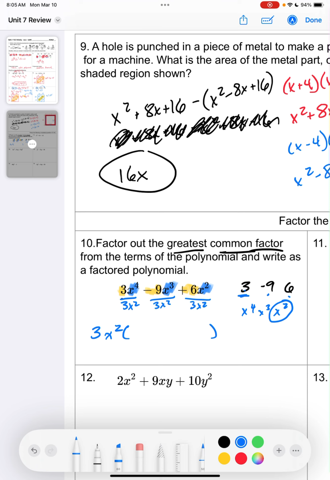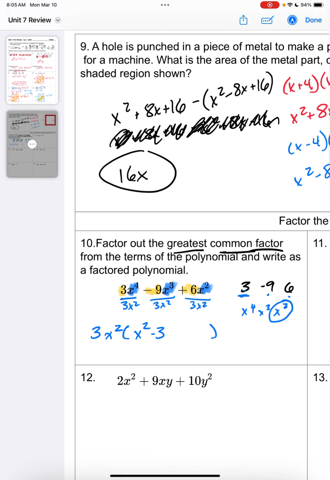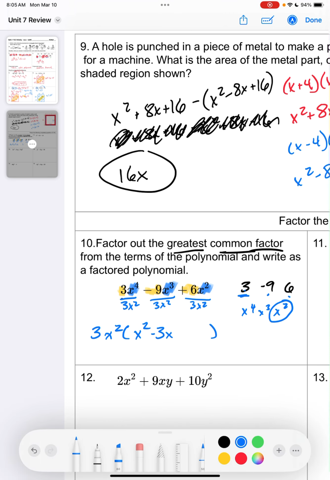Now we need to see what's left. So 3 divided by 3 is 1. X to the 4th divided by x to the 2nd is x to the 2nd. -9 divided by 3 is -3. X to the 3rd over x to the 2nd is just x. And then 6 divided by 3 is 2. And x to the 2nd over x to the 2nd is gone. So that's what we're left with.